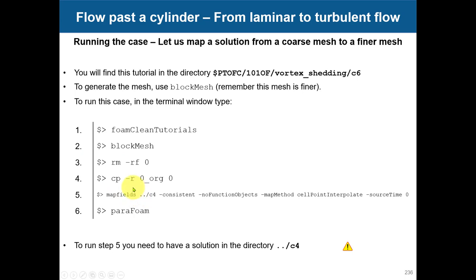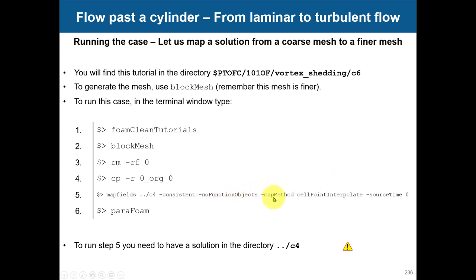So this is mapFields. You need to give the path where you have the case. So you need to have a case where you have the solution. In this case, we're mapping from C4, which was the previous one where we have the potentialFoam solution, but also we could do it from C3. I hope you have the solution there, or maybe you don't need it because you already have a pre-computed solution there. And the consistent option means that the meshes, the domains, have exactly the same dimensions, okay?